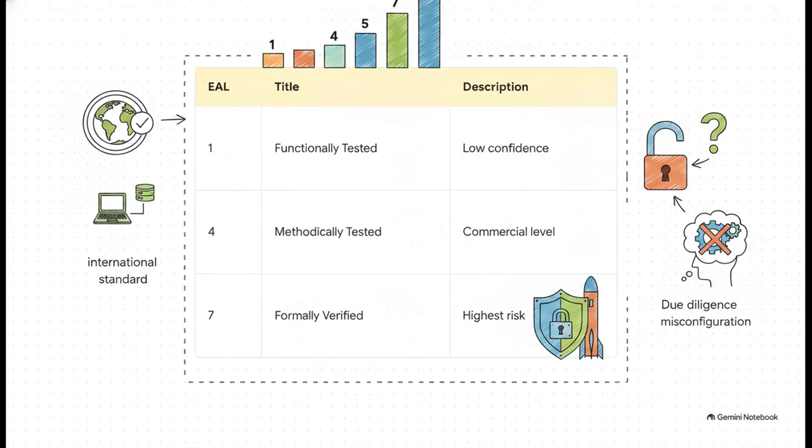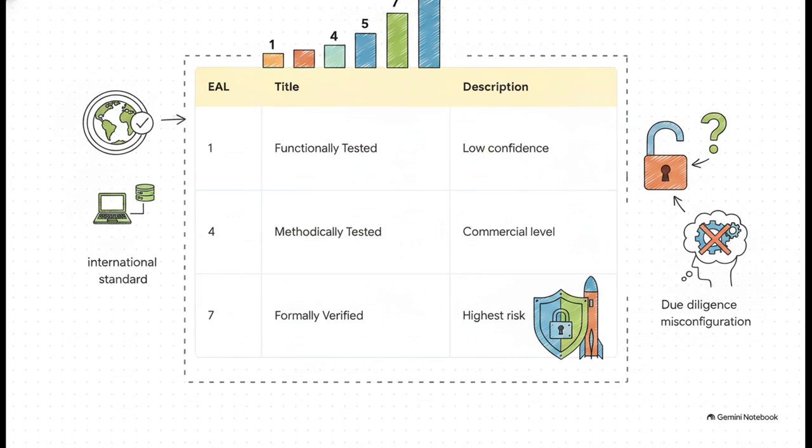EAL 1 is just basic functional testing. EAL 4 means rigorous commercial development practices. This is pretty much the benchmark for standard enterprise software. And EAL 7, that is the absolute highest level of formal verification, reserved for extreme high-risk scenarios like national security.